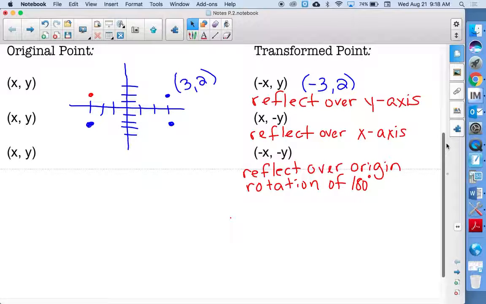So I was walking around and looking at the homework. It looked pretty good. Were there questions with distance or midpoint formula? Any of those problems?